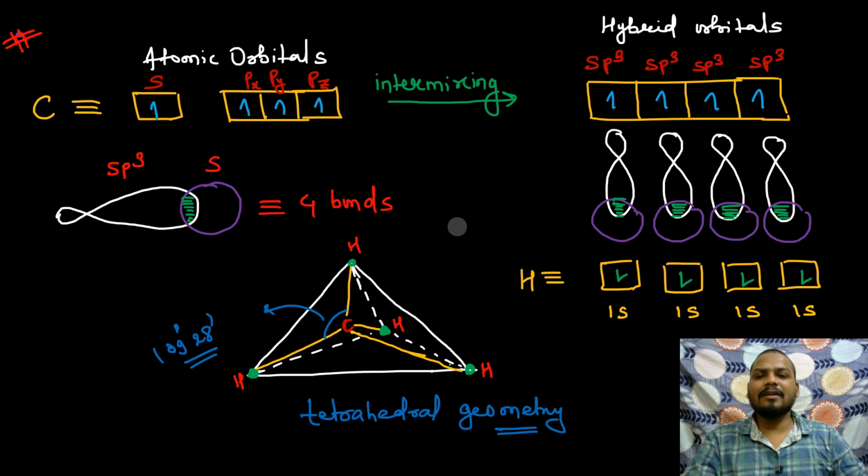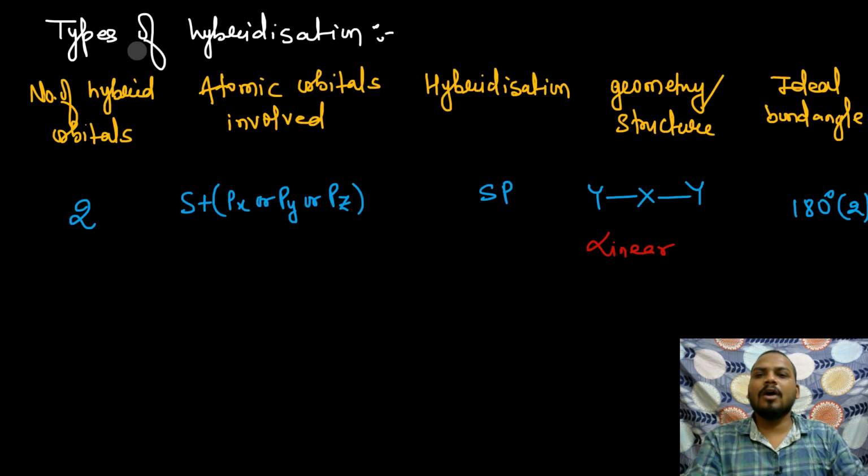Experimentally, it was found that sp3 hybridization has tetrahedral geometry. A tetrahedron consists of four faces, and the corners are occupied by hydrogen, and the center of this tetrahedron is occupied by carbon. The bond angle between hydrogen, carbon and hydrogen is 109 degree 28 minute. Now I am going to talk about types of hybridization.